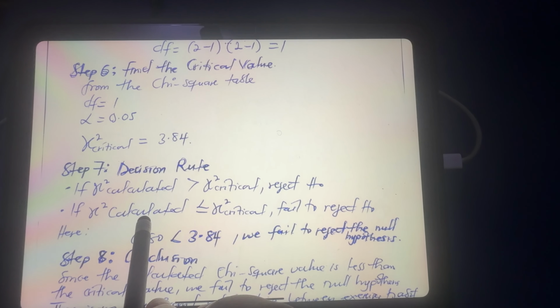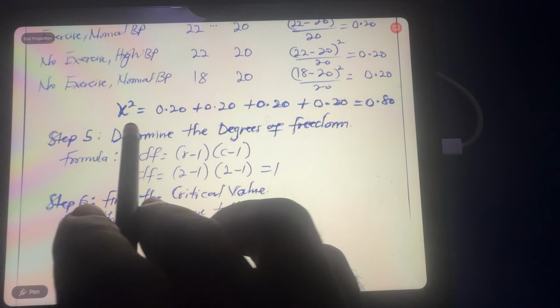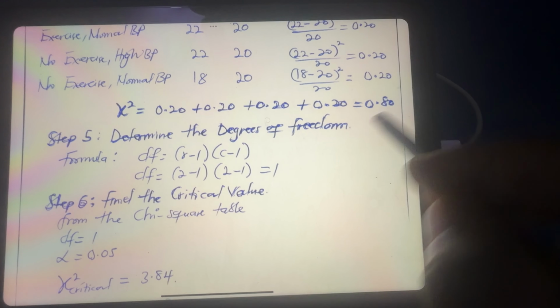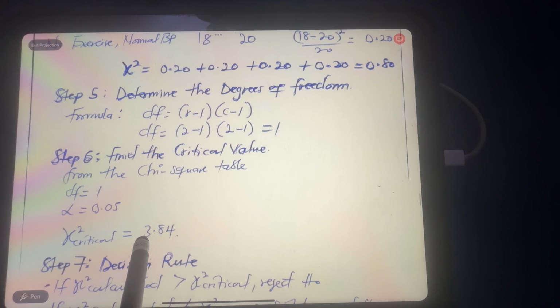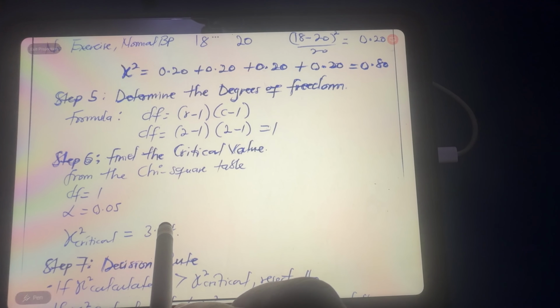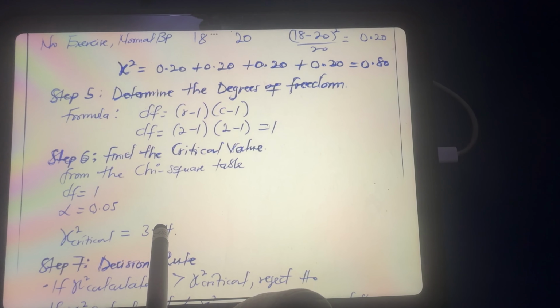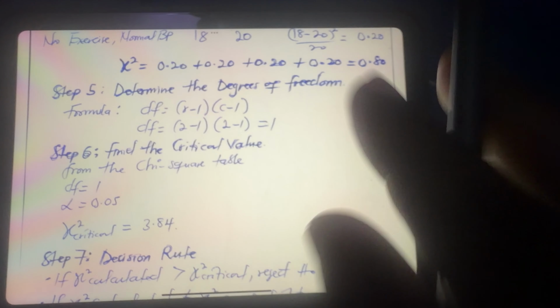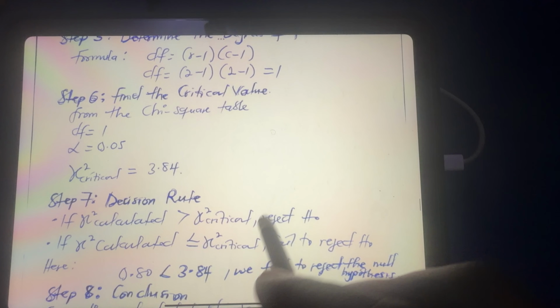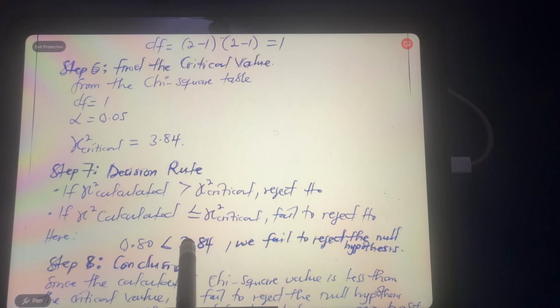So now let's check. In this situation, our calculated R squared is 0.80 and our critical value is 3.84. You can see this calculated R squared is less than the critical value. In such a situation, you fail to reject the null hypothesis. So here in this very calculation, we will fail to reject. See, 0.80 is less than 3.84.